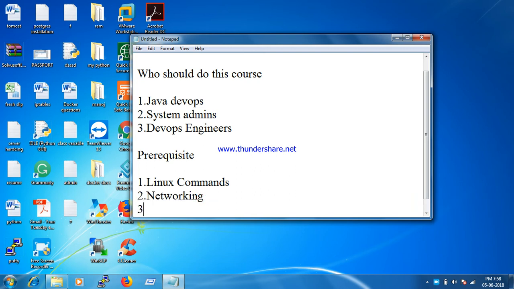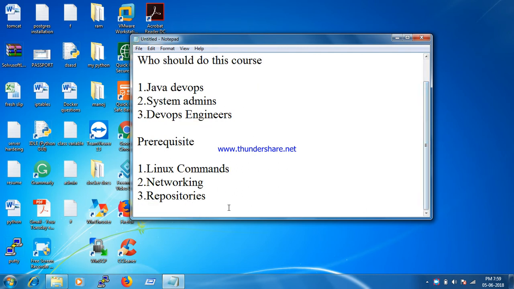Okay guys, so third you can see is the repositories. You might have heard this word before also. The repositories are basically there in Linux. Now, what are the repositories? You should have an idea about that.